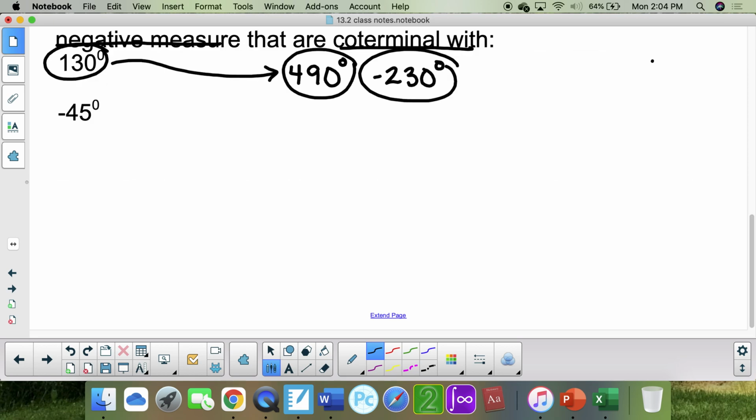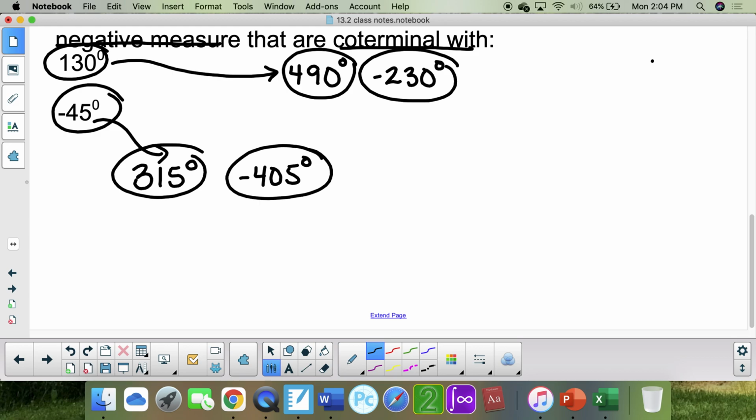Okay, one more of these. Put a negative 45 into your calculator, add 360 to it. 315 degrees is the positive one. Put a negative 45 into your calculator and subtract 360 from it, a negative 405 degrees. All three of these are said to be coterminal, which means they would all land in the exact same spot.